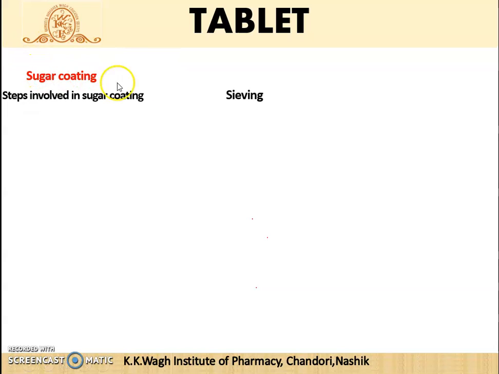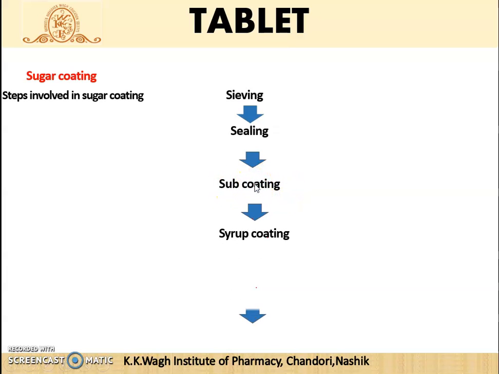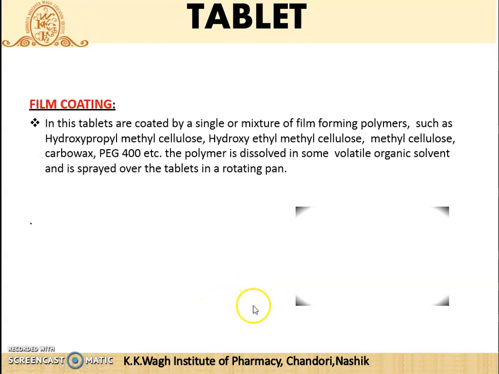First we see sugar coating. Steps involved in sugar coating. First one is sieving. In the sieving, the compressed tablets are sieved with the help of a sieve, and fine particles are removed. Then sealing. In this sealing, a film coating is applied over the compressed tablet to avoid its water solubility. Then subcoating. In the subcoating, several sugar syrups are sprayed with gelatin and tragacanth powder, and after that subcoating, the next step is syrup coating. In the syrup coating, coating with syrup is done. After that, finishing is done in the polishing pan, and the last one is polishing.